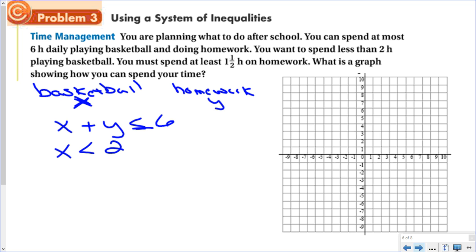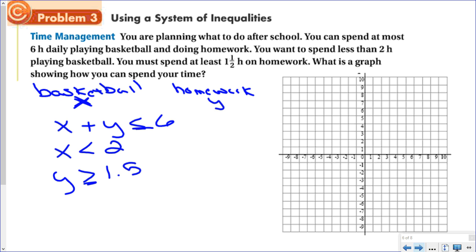That's the next one, and the last one: at least an hour and a half doing homework. Homework is Y. So if you have to spend at least an hour and a half, 1.5, that one would get a line underneath it because it is at least 1.5.